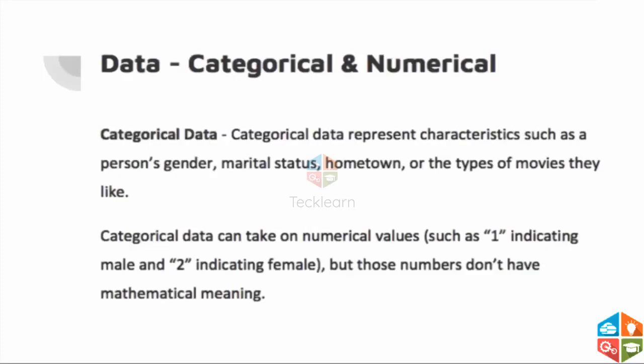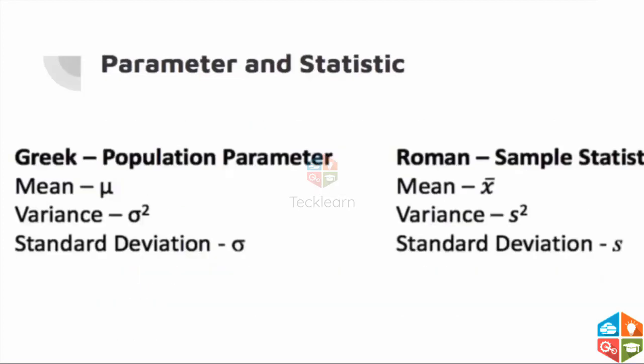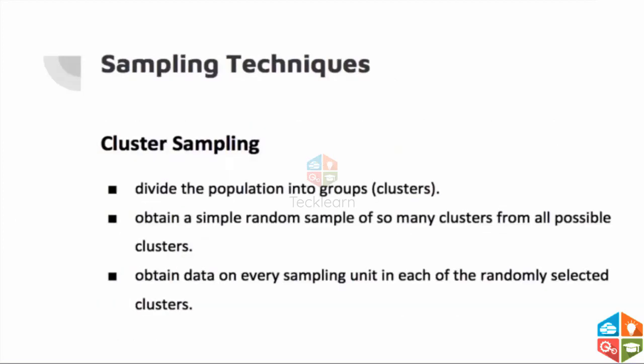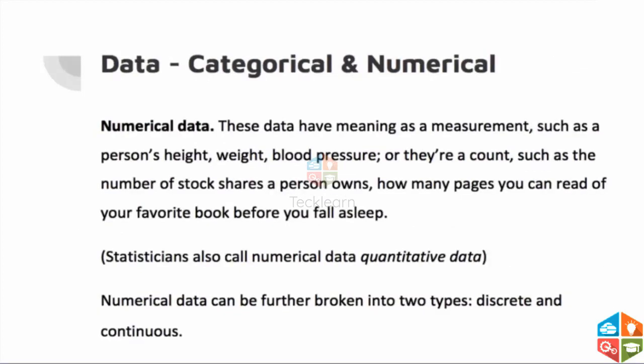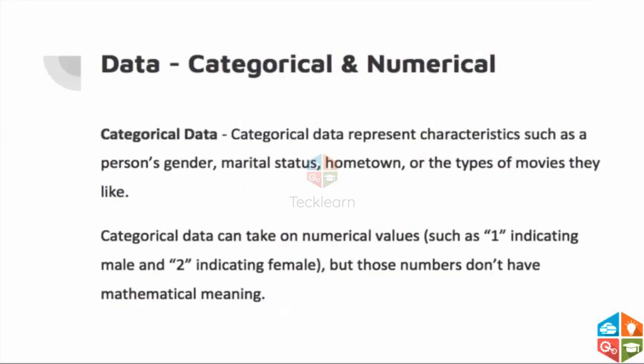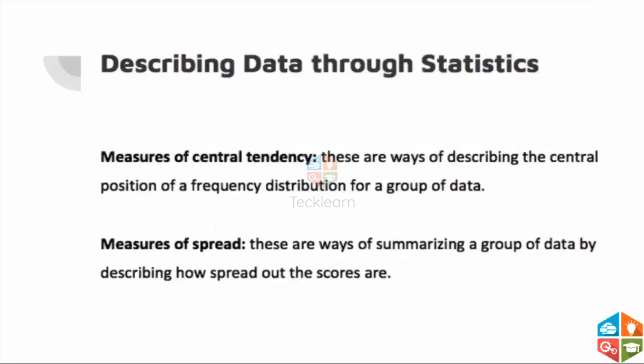All right, so these are the different kinds of data that we have. Till now we have discussed the basic terminologies, the different sampling techniques, and descriptive and inferential statistics. And we have seen the different kinds of data types that we could have.